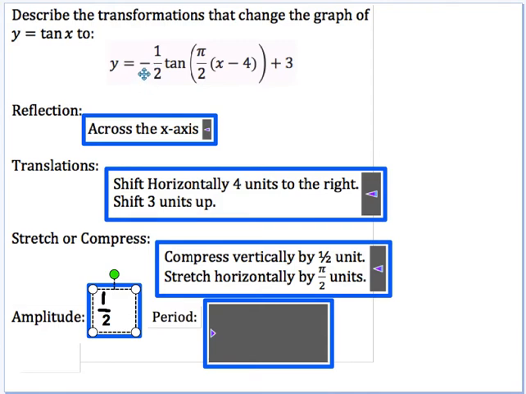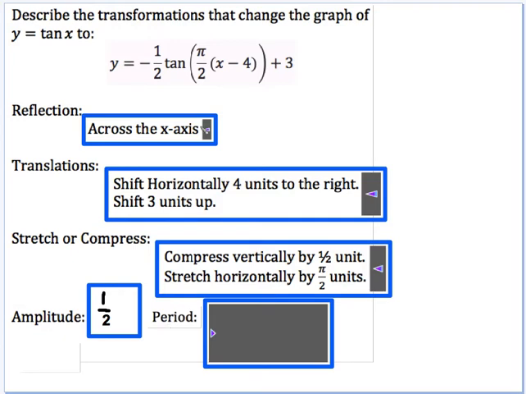Basically right here you need to be aware that the negative sign is not included in the amplitude, because your amplitude is always the absolute value. So for here your amplitude would be +1/2, not -1/2. That's in there to throw you.